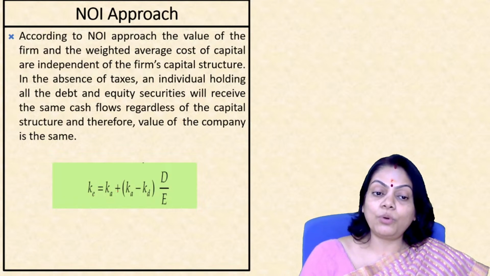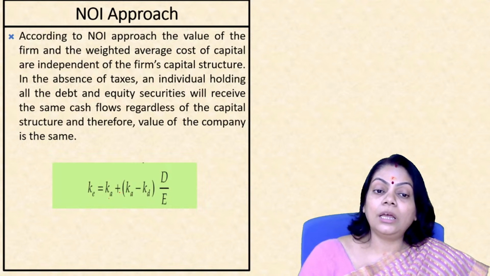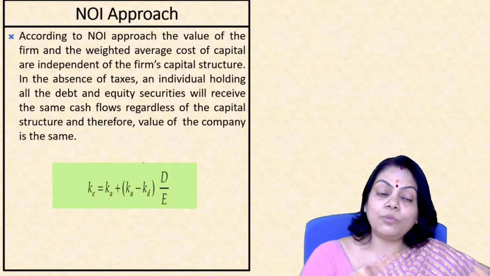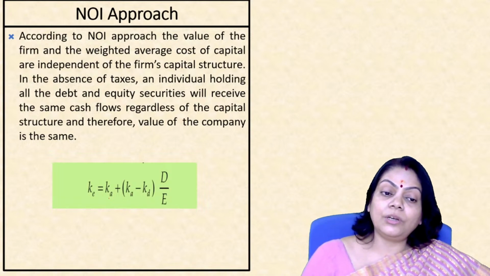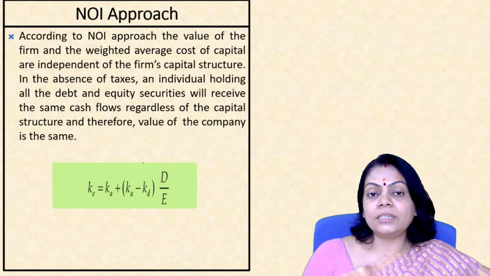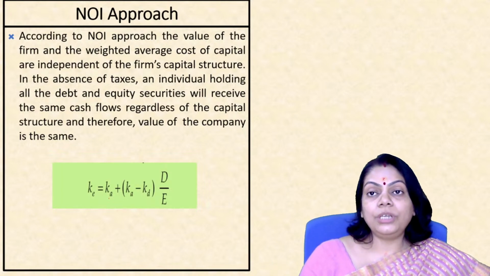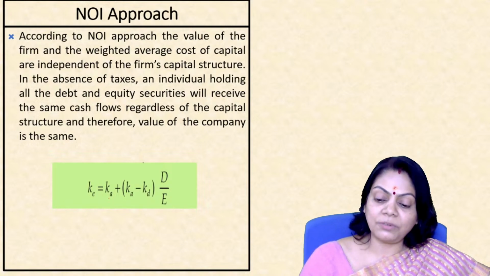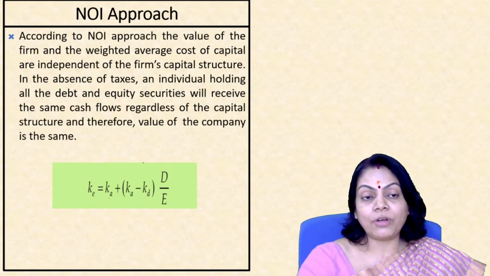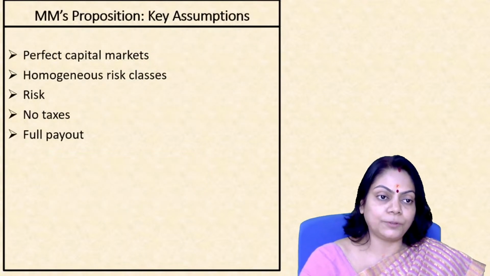Why? Because they have established a relationship between the cost of equity and the overall cost of capital. The overall cost of capital is constant as per them, so the value of the company doesn't change, because as you increase more and more debt, the cost of equity also goes up. In a sense, the cheaper source of finance gets offset by the increase in the cost of equity. So the impact of leverage is not felt on the overall cost of capital, and the value of the firm remains intact as per the net operating income approach.